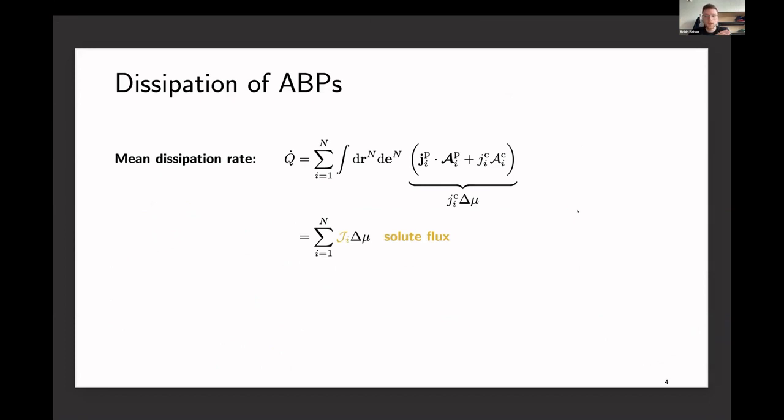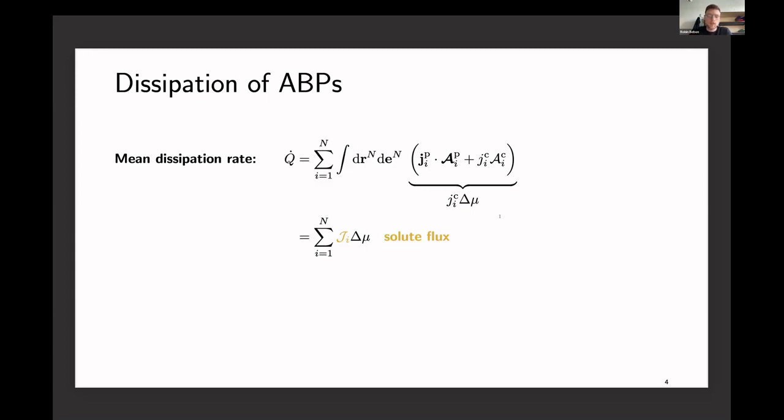So let me remind you, it's not just one particle now, but n particles. So this is why we have the sum here. And then the average dissipation rate is just given by the sum of products between currents and affinities. So the first current here is just a particle current due to translational diffusion and the forces that are acting on the particles. And the second one is this chemical current due to these effective chemical events. And if you do the math, you'll quickly find out that most of the terms cancel, and the only one that remains is this chemical current times the chemical potential difference. So this is just the chemical potential difference between the solute reservoirs.